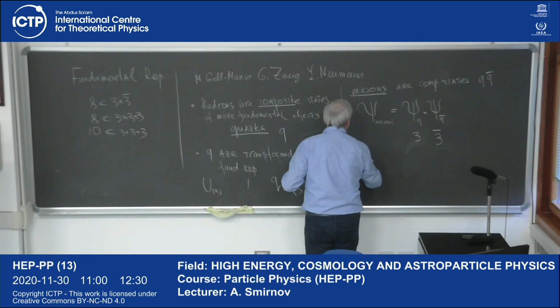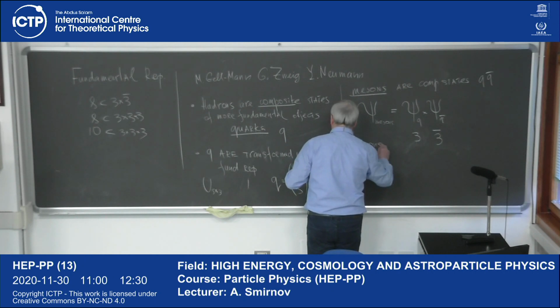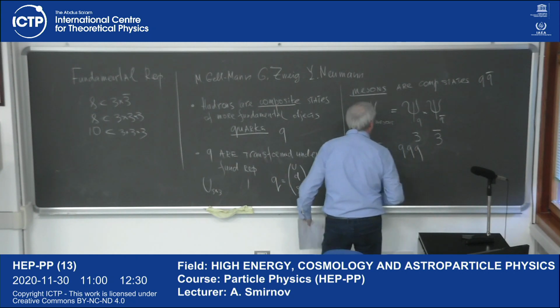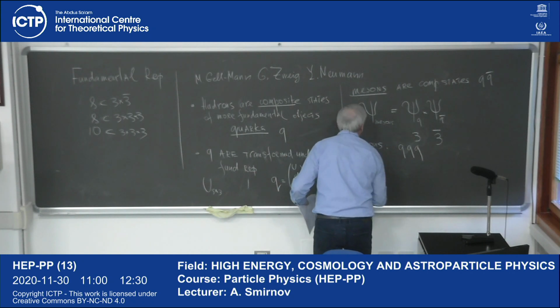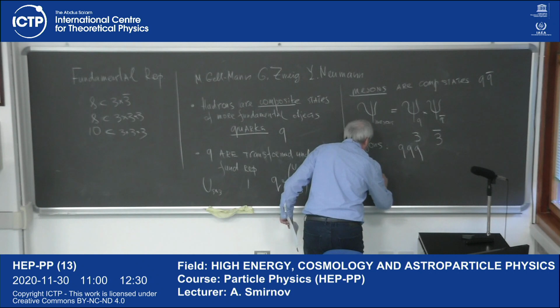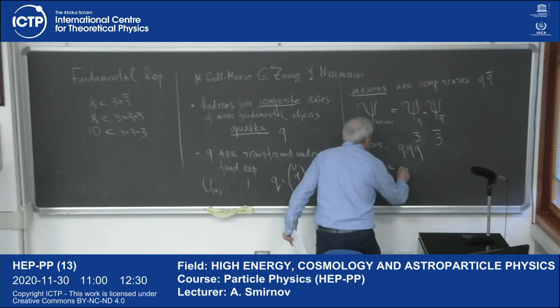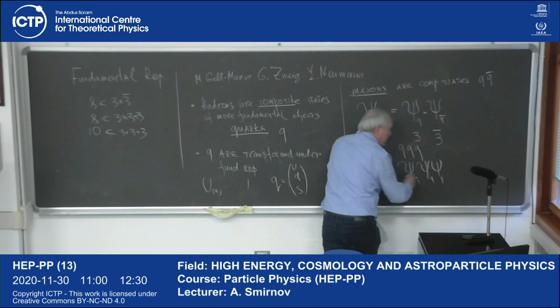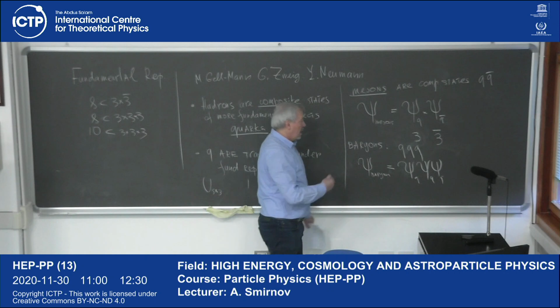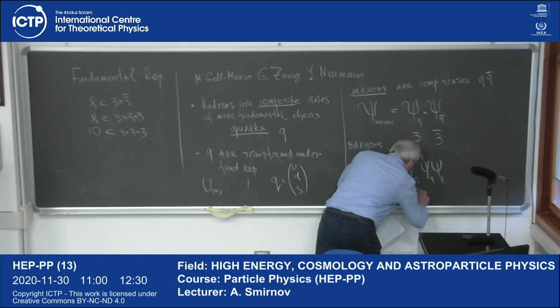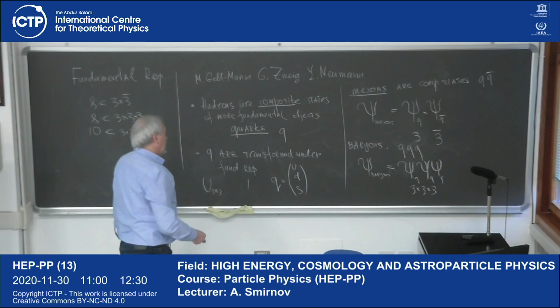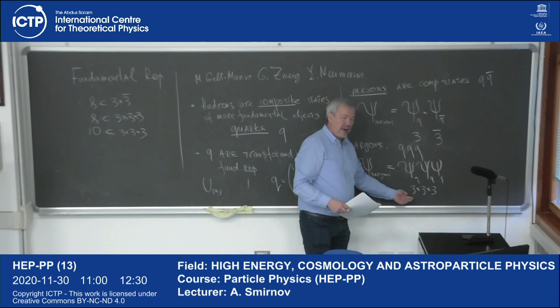For baryons, baryons are composite states of 3 quarks, quark, quark, quark, and therefore their wave functions are the products of 3 wave functions of quarks, and therefore this product transforms under a representation made out of 3 times 3 times 3. And in particular, one of the irreducible representations here is the octet, 8, and also 10.